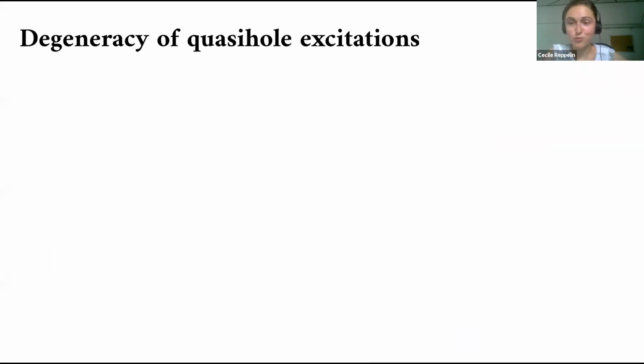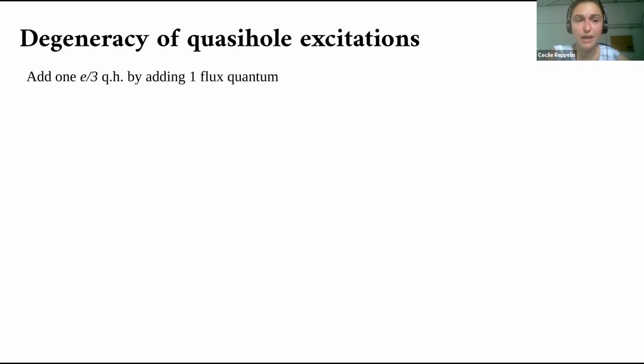So let's now move on to quasi-hole excitations. We know in the fractional quantum Hall effect that quasi-holes are non-trivial anyonic excitations, and that's going to have consequences for their degeneracy that we can diagnose through exact diagonalization by looking at the energy spectrum when we have quasi-holes in the system. To add one quasi-hole, we add one flux quantum.